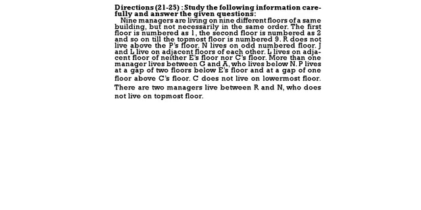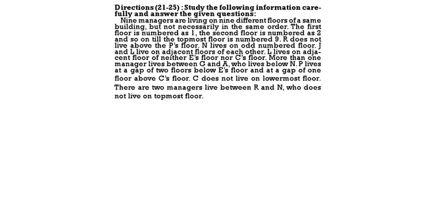R does not live above P's floor. N lives on an odd number floor. J and L live on adjacent floors of each other. L lives on the adjacent floor of neither E nor C. More than one manager lives between G and A, who lives below N. P lives at a gap of 2 floors below E and at a gap of 1 floor above C. C does not live on the lowermost floor. There are 2 managers between R and N, who does not live on the top floor.